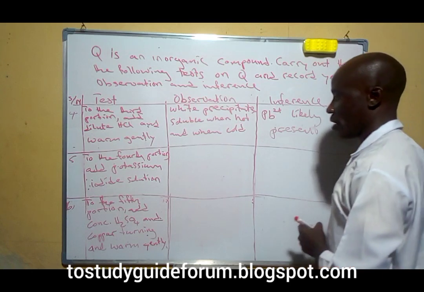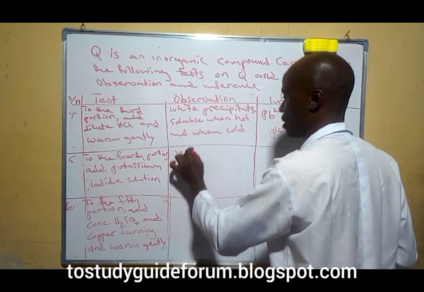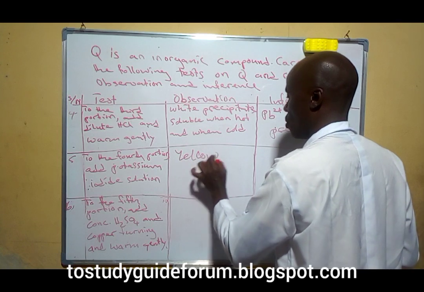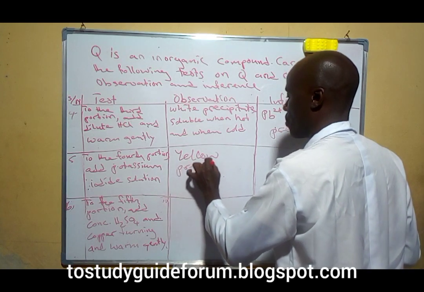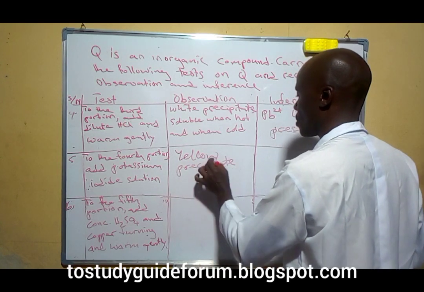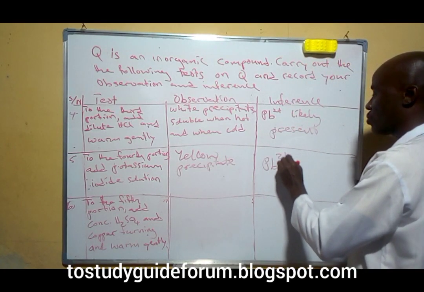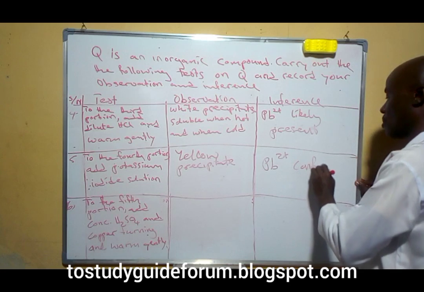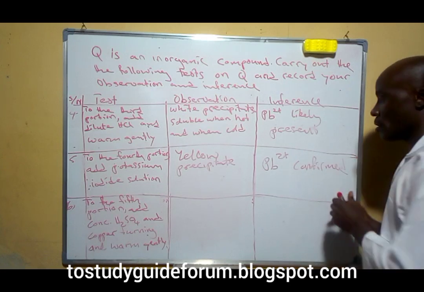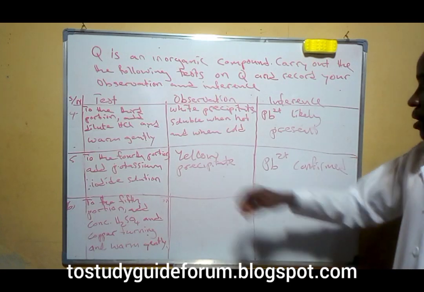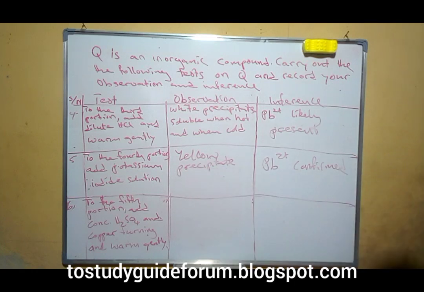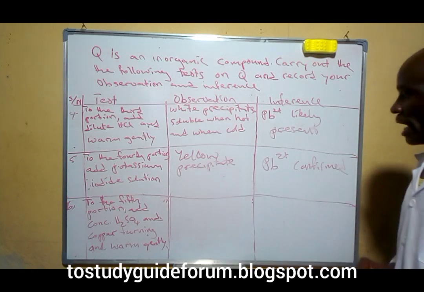In the next portion, we add potassium iodide. When you add potassium iodide, we notice a yellow precipitate, which confirms the presence of lead(II) ion. It is confirmed because lead(II) ion gives you a yellow precipitate of lead iodide.